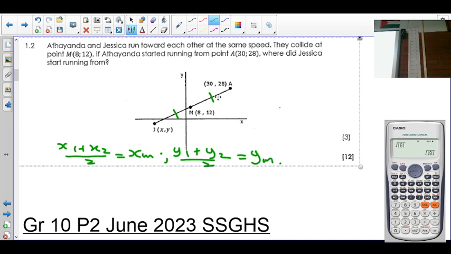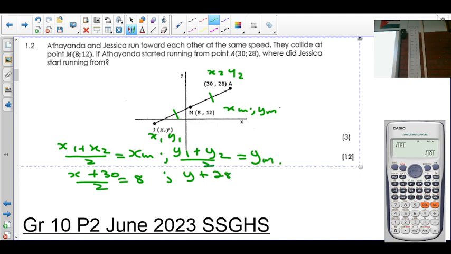So if this is x1 y1, this is x2 y2, and this of course is xm ym, x mid y mid. Can you see that, people? So x plus 30 over 2 is equal to 8, and on the other hand we got y plus 28 over 2 is equal to y mid, which is 1.